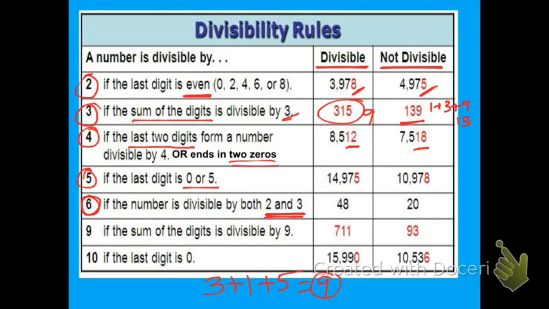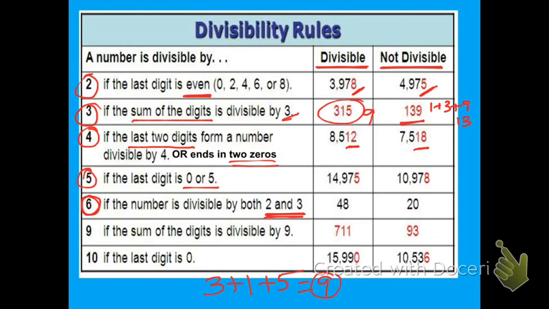Okay? Not 20, though, because it does end in a 0, which means 2 divides into it. But 3 won't because 2 plus 0 is only 2. And 3 won't divide evenly into 2. Okay? Questions on 6?